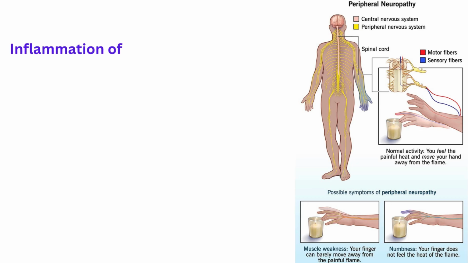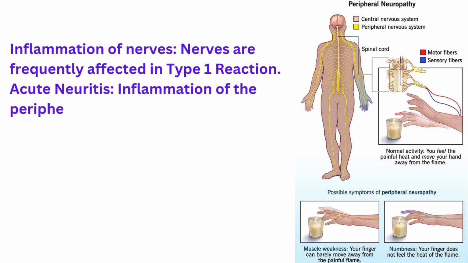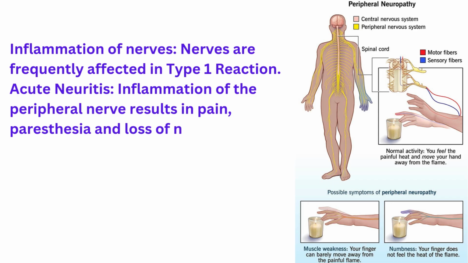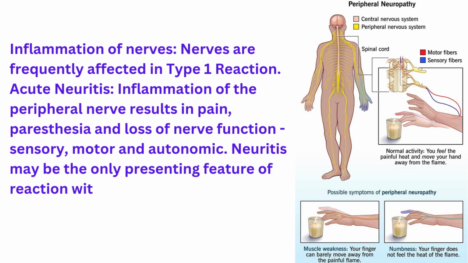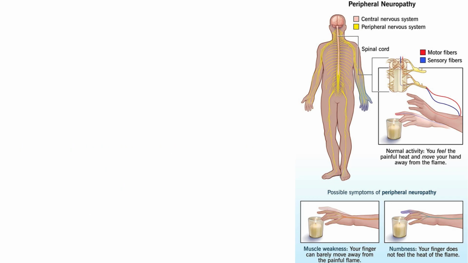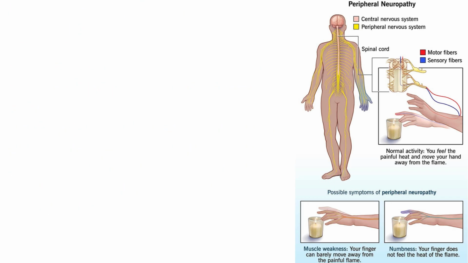Inflammation of nerves. Nerves are frequently affected in type 1 reaction. Acute neuritis. Inflammation of the peripheral nerve results in pain, paresthesia, and loss of nerve function, sensory, motor, and autonomic. Neuritis may be the only presenting feature of reaction without inflammation in the skin lesions. Silent neuropathy, quiet nerve paralysis. Nerve function may get affected without any pain or tenderness of the nerve or inflammation of skin lesions. This needs to be identified early and treated promptly. Any nerve function impairment of less than 6 months duration is acute neuritis and requires treatment with steroid.